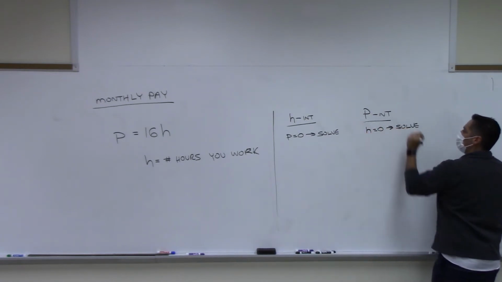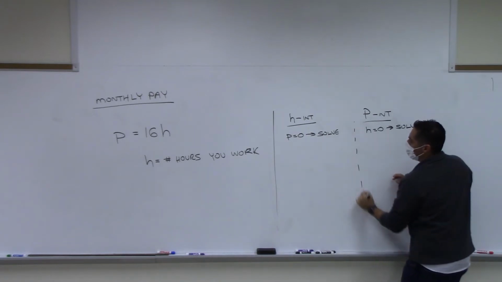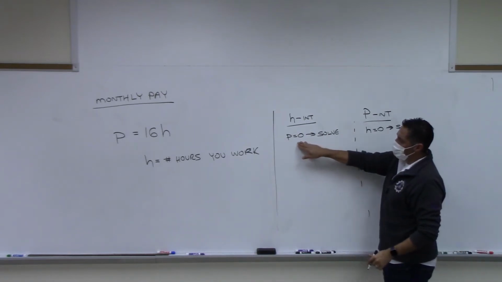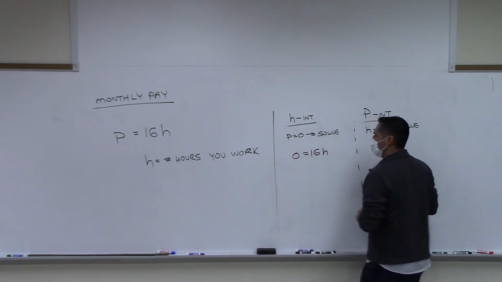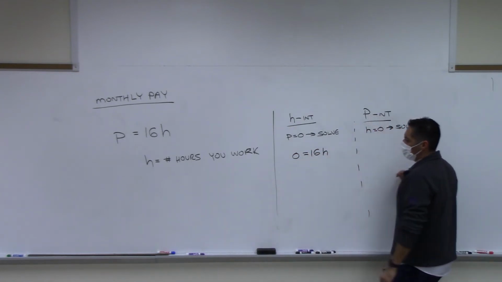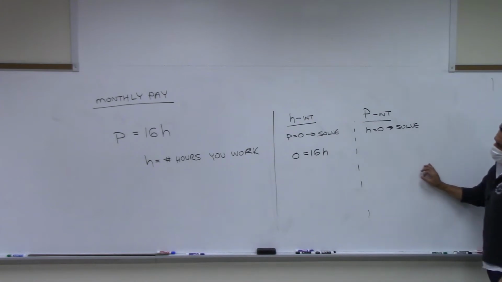Let's do these. So for the first one, if p is 0, we get 0 equals 16h. How do I solve that? Trying to solve for h.